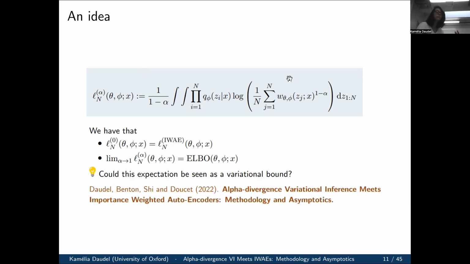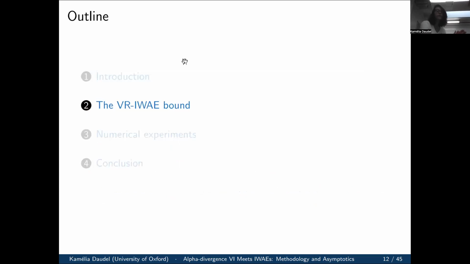And building on these ideas, we are coming now to the paper that we've written with Joe, Yu Yong, and Arno, for which you know the name. I'm not going to repeat it. Basically, we're trying to show that there might be a connection between alpha-divergence variational inference methods and the importance weighted auto-encoder through this quantity that we're going to look into in more detail. Okay, so this brings us to the second part, the VR-IWAE bound.